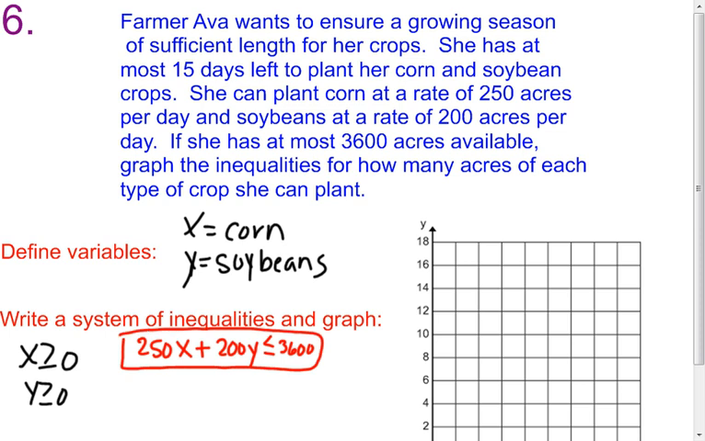Then the other one would be that she has 15 days left to work with. So between her corn and her soybeans, she can't use any more than 15 days. So you need that equation as well.